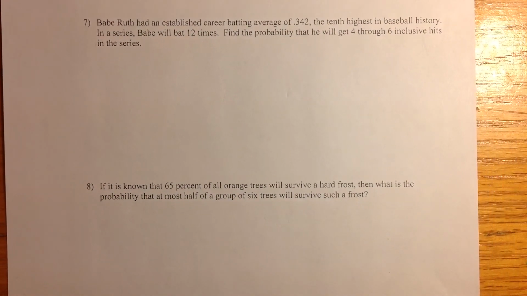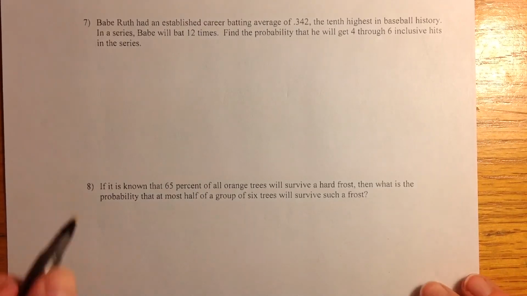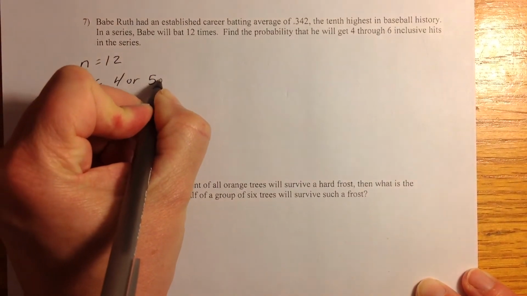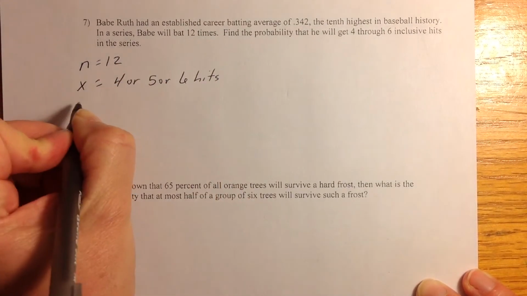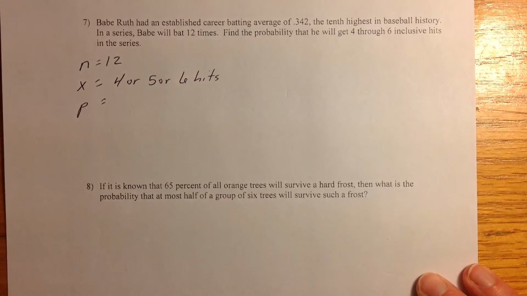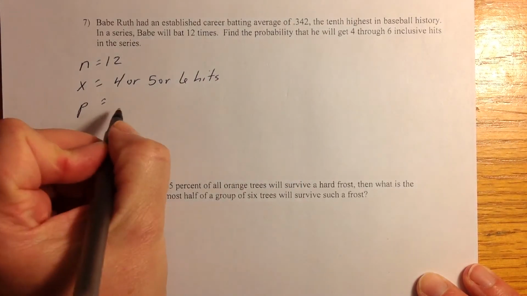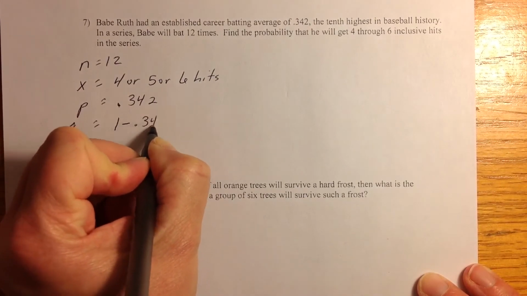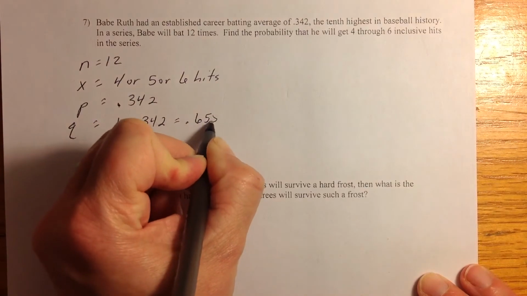All right. We're going to look at Babe Ruth's batting average. We're going to say that he is going to be in a series where he's going to bat 12 times. We want to know what's the probability that he will get 4 through 6 hits inclusively. That means 4, 5, or 6. So n is 12, x is 4, or 5, or 6 hits. P is the likelihood that he hits the ball when he goes up to bat. Well, that's his batting average, 0.342. Q is 1 minus 0.342, so 0.658.